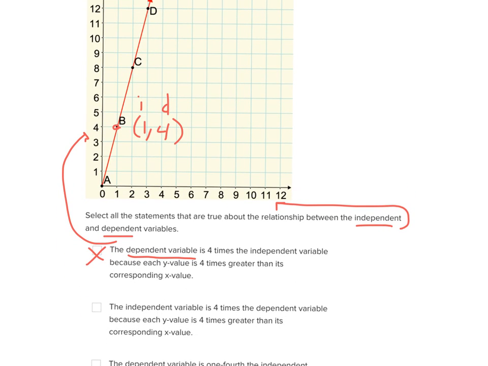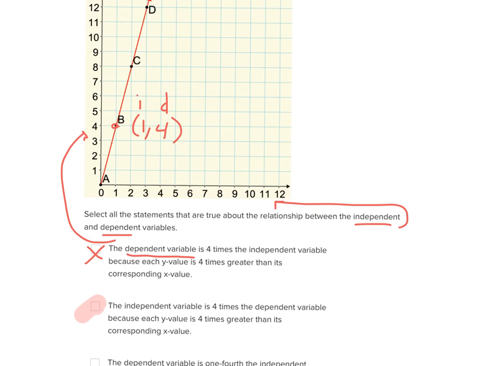Okay. I need to turn this size. I hope this records accurately when I turn my iPad. The independent variable, right here, the independent variable is 4 times the dependent variable. Well, no, we just said it the other way around. So, no, it is not. The dependent variable is 1/4 the independent variable. The dependent variable is not 1/4. The dependent variable is 4 times the independent variable. So, no.